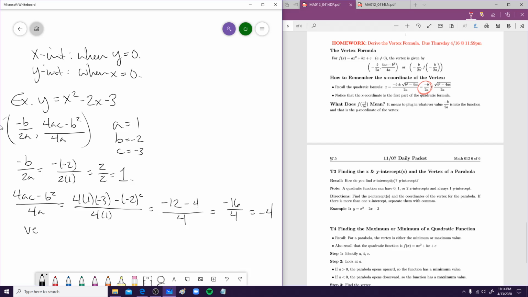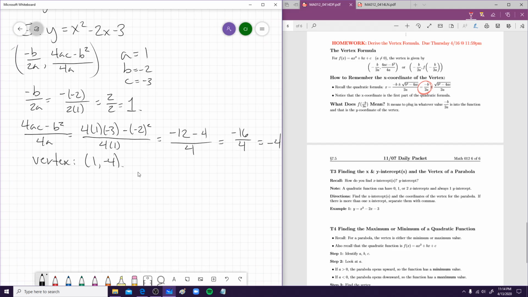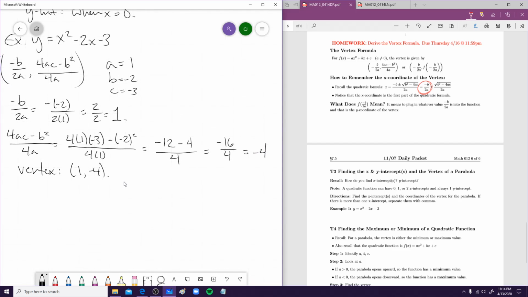So what is our vertex? Our vertex is (1, negative 4), right? So that was kind of long. So now your second option, right? Trying to find it.